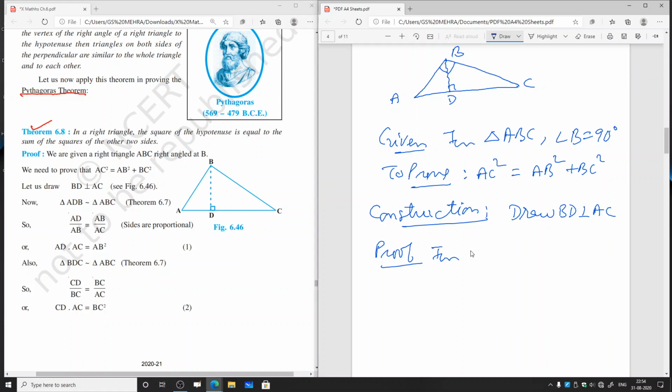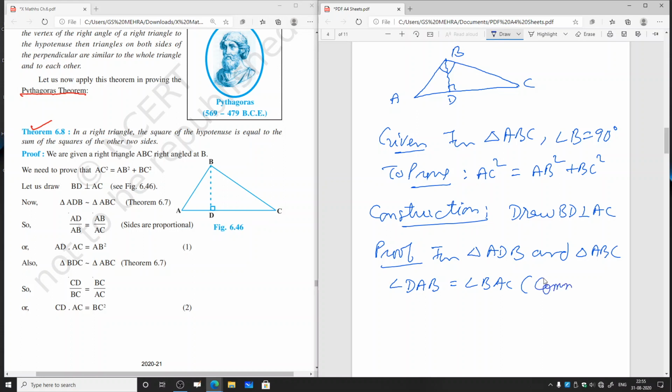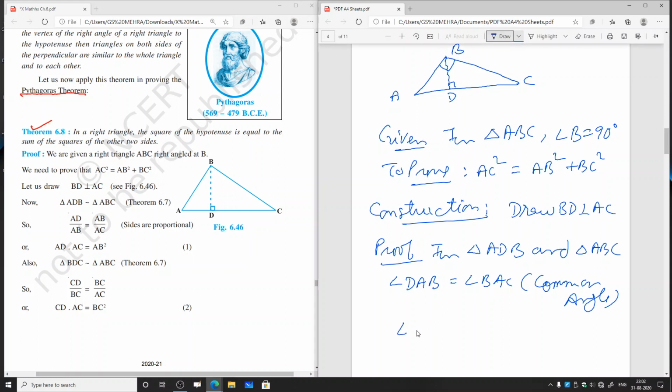In triangle ADB and triangle ABC, we can see that the first angle is A here, and here also the first angle is A, and from the figure we can see that it is a common angle. So angle DAB is equal to angle BAC, common angle. Now also angle ADB will be equal to angle ABC because both are 90 degrees.